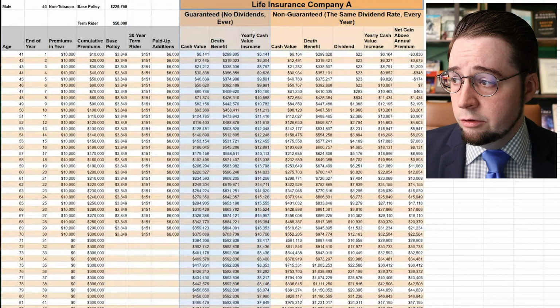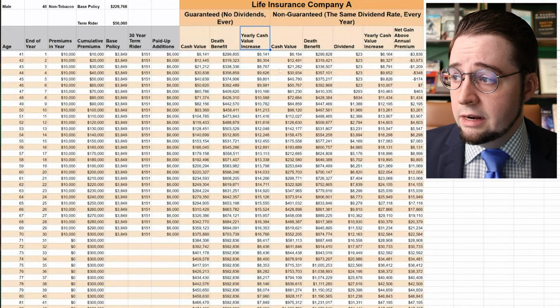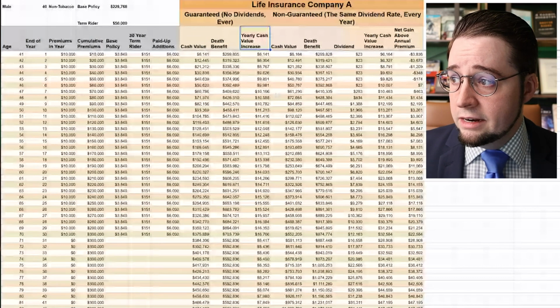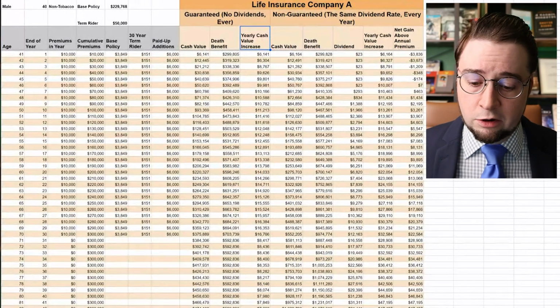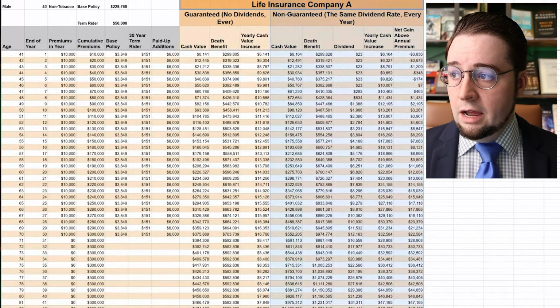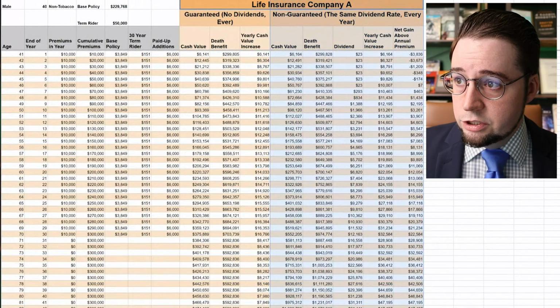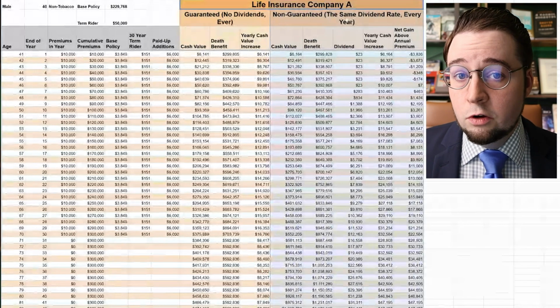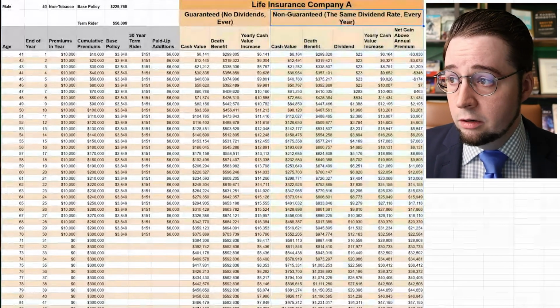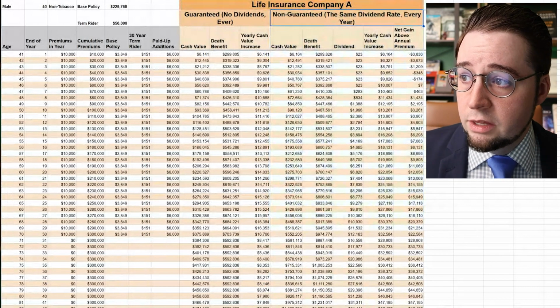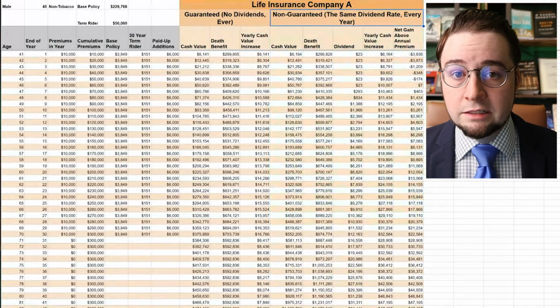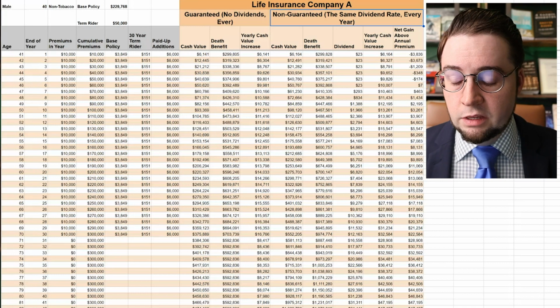The guaranteed growth of the cash value, the guaranteed growth of the death benefit, and then I have created and added a column to show yearly cash value increase. Okay, so that's guaranteed. The non-guaranteed columns, which I'll highlight here, are also wrong. Why are they wrong? Well, you'll see I've added some context. These assume the same dividend rate every year.